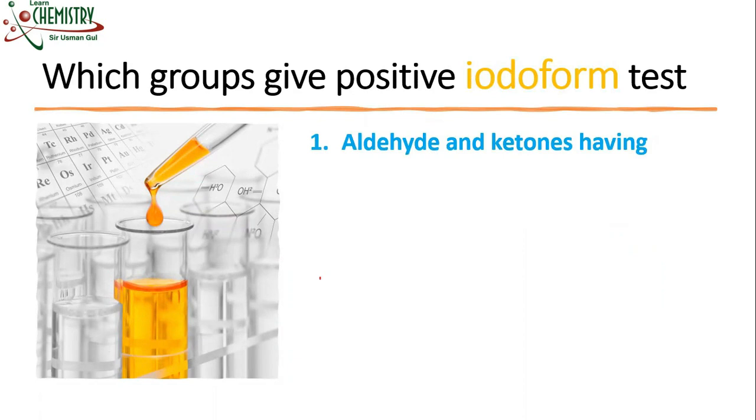Basically, we have a specific type of aldehydes and ketones which have this methyl carbonyl group. Now, remember this methyl and carbonyl should be there to have a positive iodoform test.